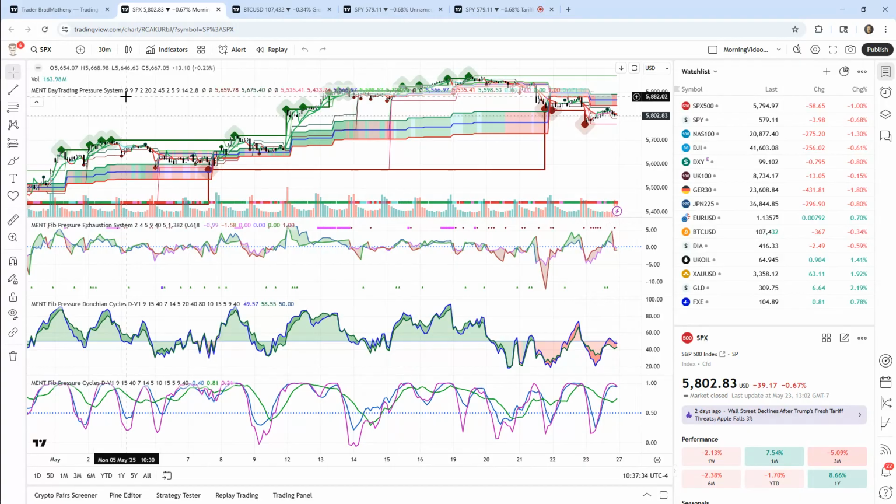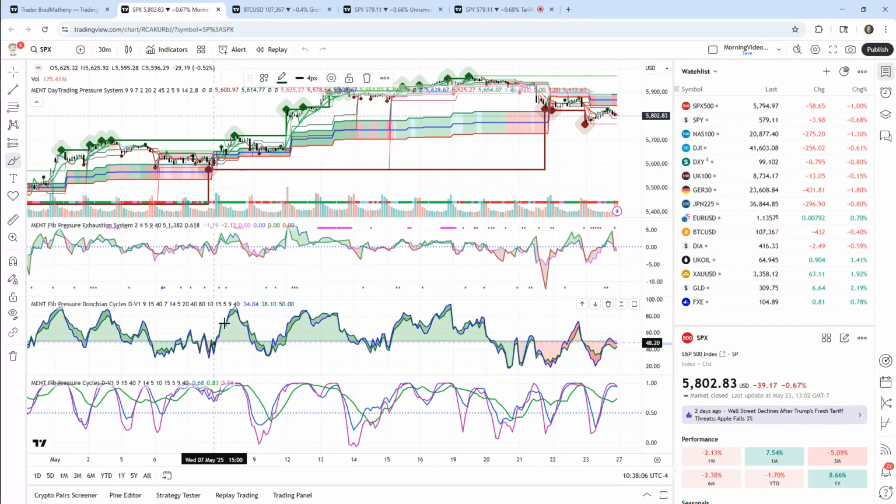This is my daily pressure system using and highlighting the Fibonacci 382 levels moving forward. So this is the range between the 382 and the 618 level. It tracks them on two intervals, a short term and a longer term interval. This is the pressure exhaustion system indicating trend triggers. You can see the long triggers here, short triggers up here, these little arrows. This is the pressure Donchian system indicating trending and cycle rotations.